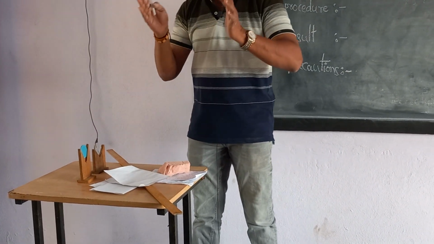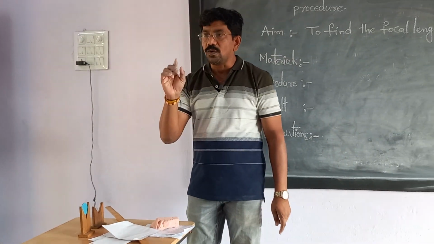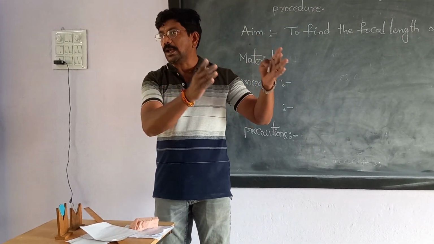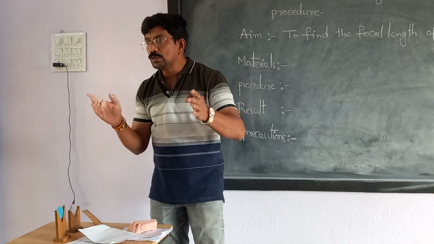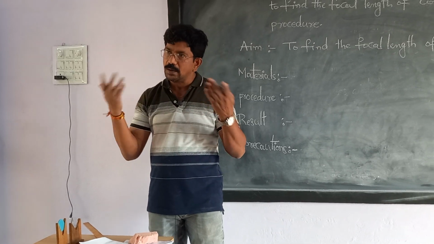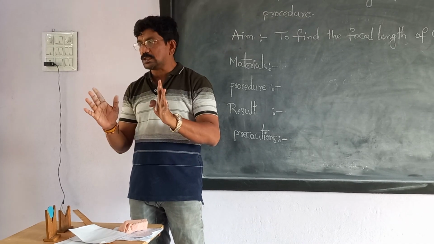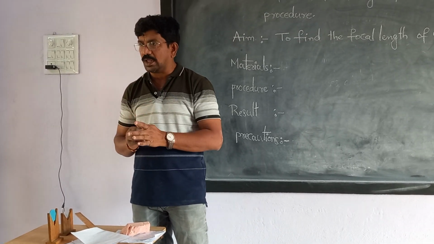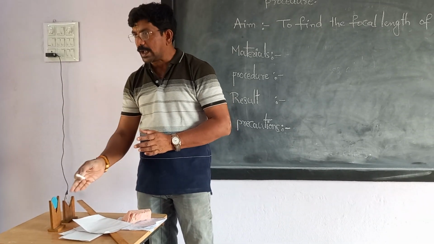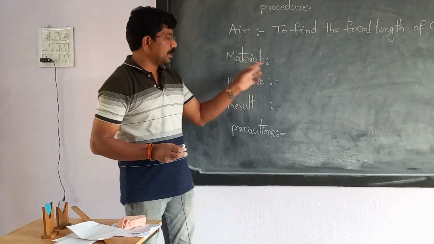We are doing the distant object method. Two methods are there. One is the distant object method. Another one is measuring object distance and image distance using the candle. In any manner you can find it. The process is the same. I am going to find the focal length of the concave mirror using the distant object method. So what are the materials needed?